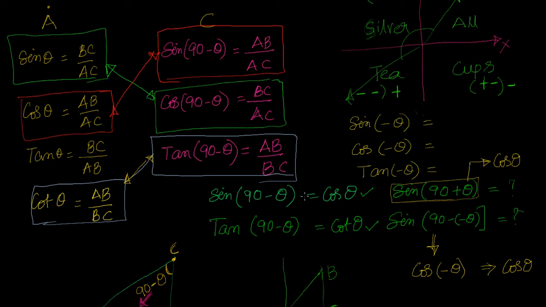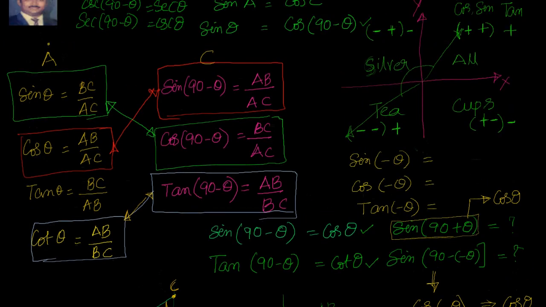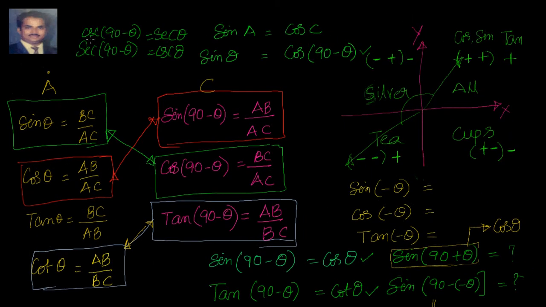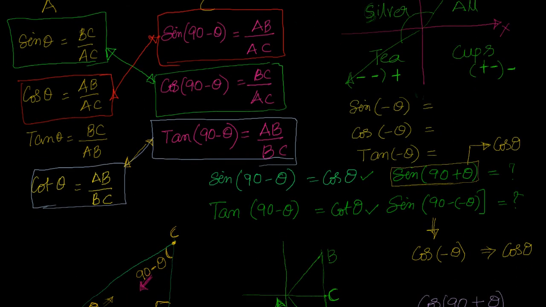The relationship is that sine of the first angle of the complementary pair is equal to cos of the second angle. If I say 1 and 2 are complementary to each other, then sine of 1 is equal to cos of 2, where 1 plus 2 equals 90 degrees. Similarly, tan of 90 minus theta is cot theta, cosecant of 90 minus theta is equal to secant theta, and secant of 90 minus theta is equal to cosecant theta. That's about the complementary angles. Pretty straightforward and simple.